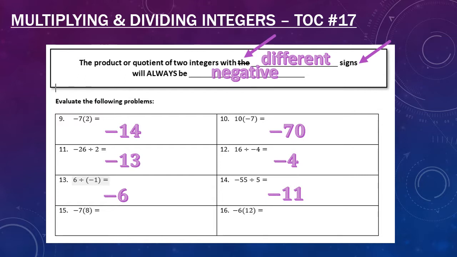And the last two, we have a negative 7 times a positive 8 is negative 56. And 16, you have a negative 6 times a positive 12 gives you a negative 72. Make sure you can understand same signs, you get a positive answer, different signs, you get a negative answer, but also look at how they're writing those problems. Sometimes your division is in a fraction form, and sometimes your multiplication is in the form with parentheses.